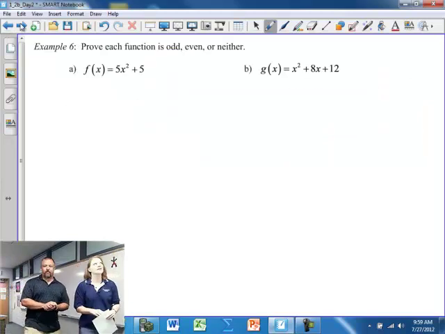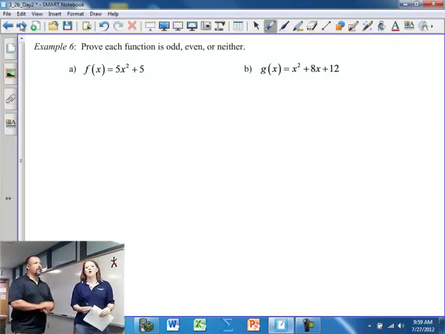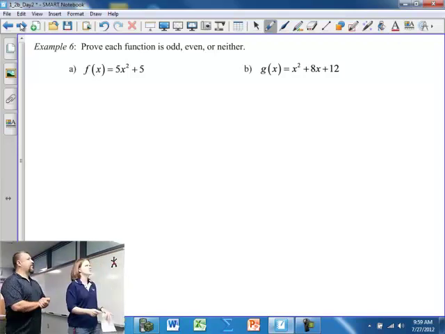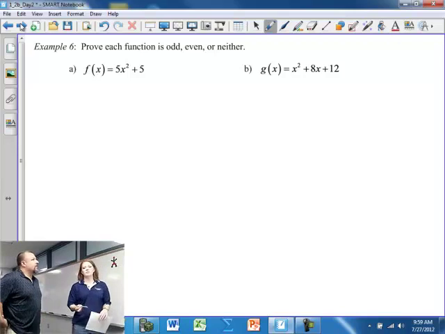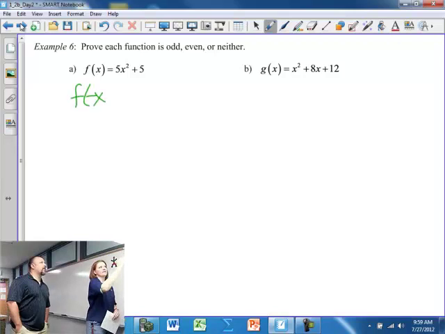Okay, let's look at letter A. What's the first step? Again, check the directions. You want to prove whether it is even, odd, or neither. Neither we'll get to in just a second. f of x equals 5x squared plus 5. The first step was to plug in a negative x. So let's just do that.